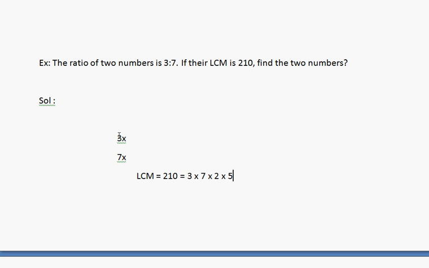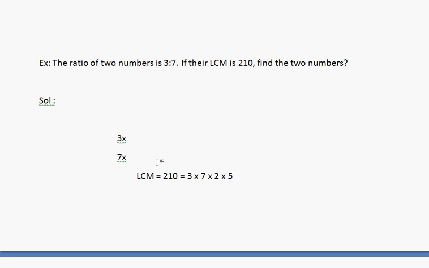How do we find LCM? We find the highest power of each prime number. So 3 comes from here, 7 comes from here, 2 and 5 should come from these x. So x should contribute 2 and 5, right? So x is equal to 2 into 5. So x is equal to 10. Thus the first number is 30 and the second number is 70.